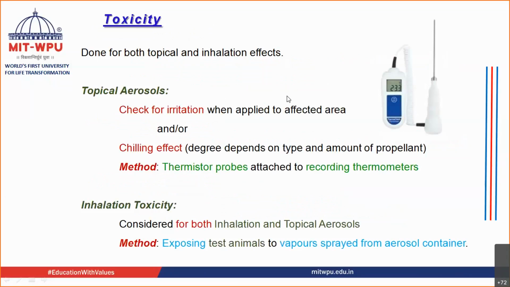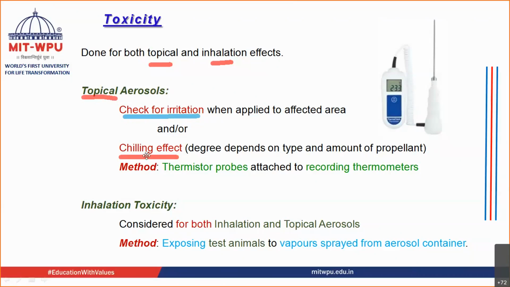Moving ahead with the toxicity aspect. Now this toxicity test has to be carried out for both the aerosols. You want the aerosol to be effective. At the same time, you don't want it to be toxic to the patient. It is carried out for topical as well as the inhalation aerosols. In topical aerosols, what you are going to check is the irritation, and the second thing that you are going to check is the chilling effect. Irritation is very simple. You apply the aerosol onto the topical area on the skin, wherever it is intended to be applied. Then you check whether the aerosol is producing any irritation to the patient.